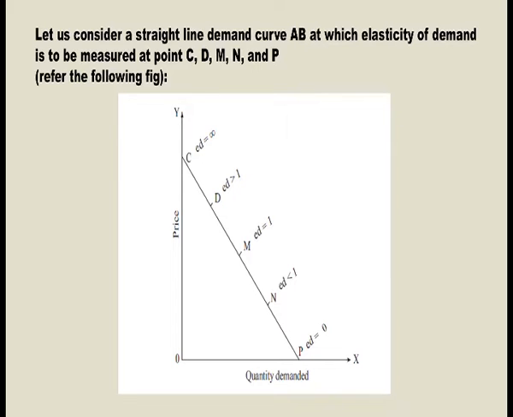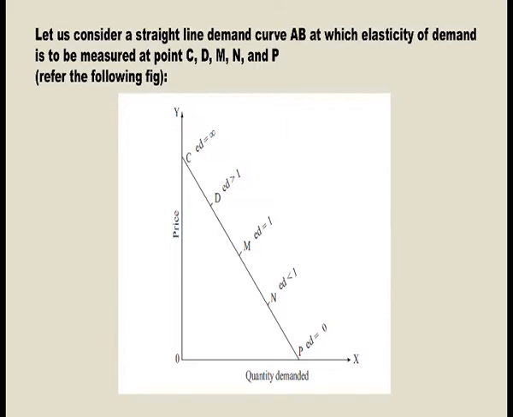On the other point N, the elasticity of demand is less than 1. How? At the point N, the lower segment of the demand curve is NP, whereas the upper segment of the demand curve is CN. That means the lower segment is less than the upper segment. So, we get the elasticity of demand less than 1. Now, at the point P, the elasticity of demand is equal to 0. Why is it 0? Because the lower segment of the demand curve is 0, whereas the upper segment of the demand curve is CP. 0 by CP, we get the elasticity of demand as 0.